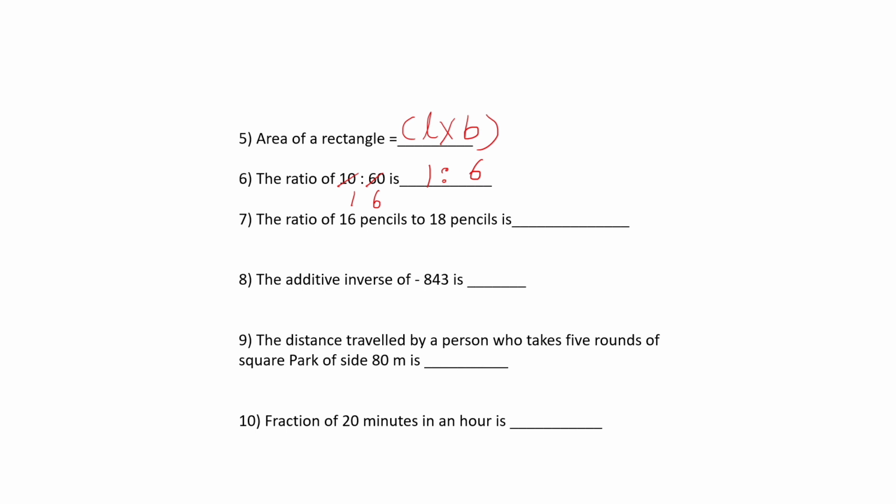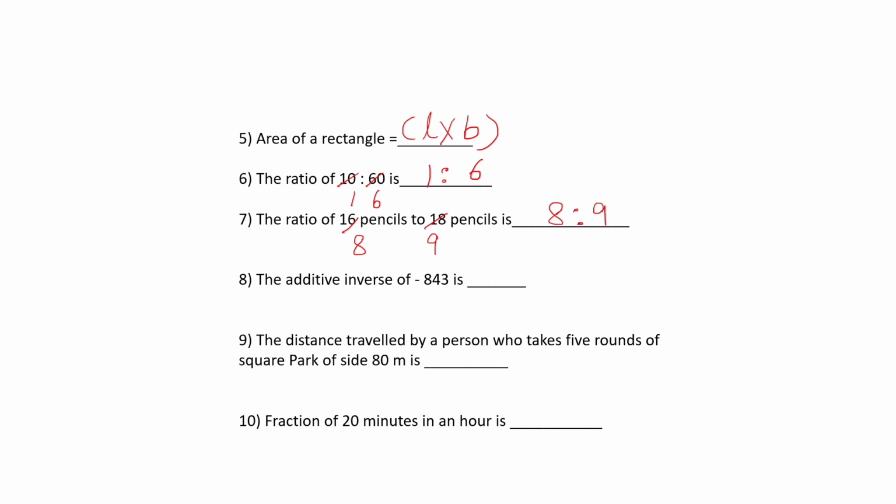Next, the ratio of pencils, 16 pencils to 18 pencils is. Here we can simplify this ratio by dividing both numbers by their greatest common factor, which is, yes, 2. So 2 eight times is 16 and 2 nine times is 18. So here the simplified ratio is 8:9.